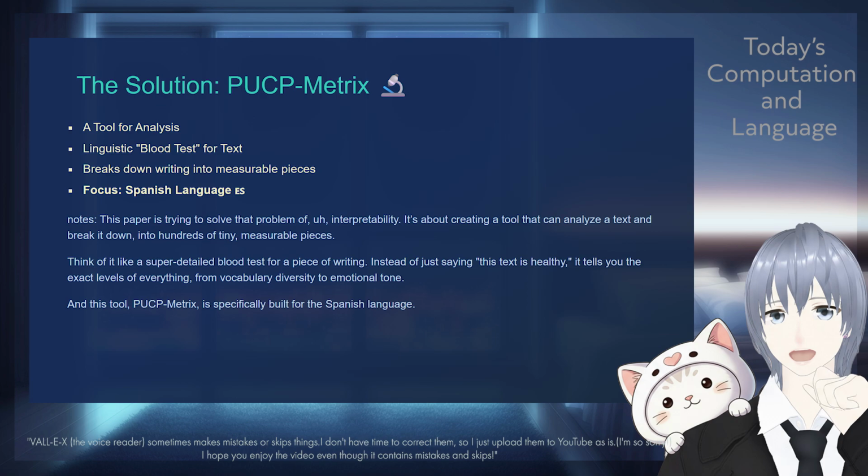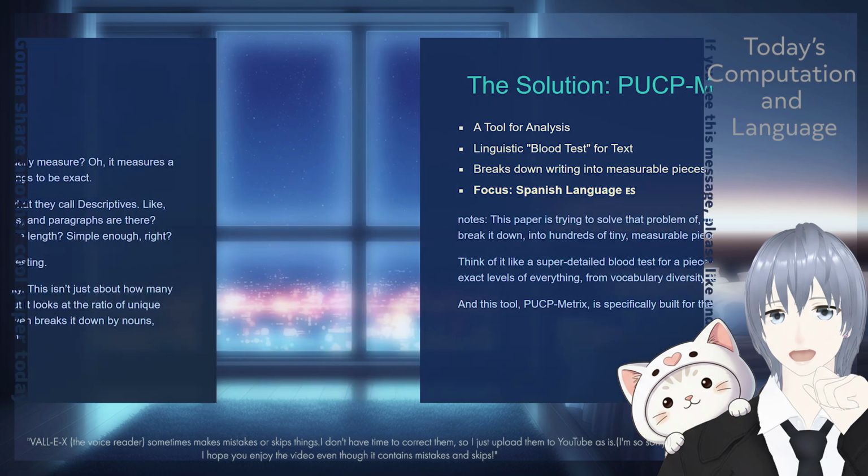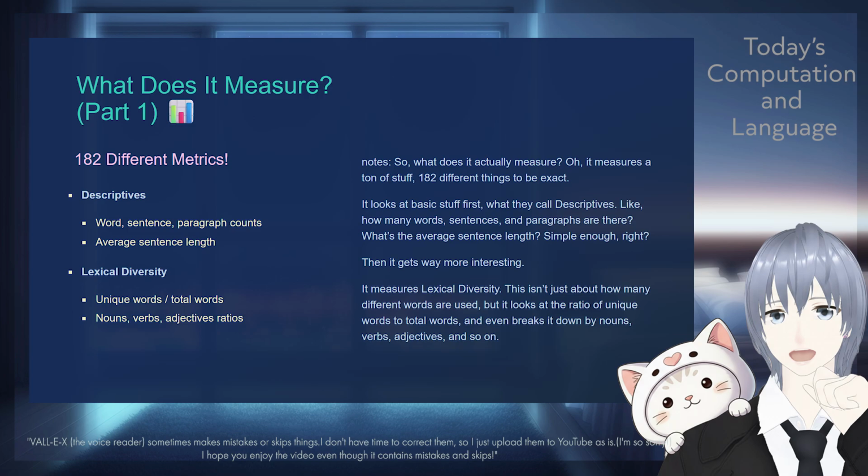It's about creating a tool that can analyze a text and break it down into hundreds of tiny, measurable pieces. Think of it like a super detailed blood test for a piece of writing. Instead of just saying this text is healthy, it tells you the exact levels of everything, from vocabulary diversity to emotional tone. And this tool, PUCP-Metrix, is specifically built for the Spanish language. So what does it actually measure? Well, it measures a ton of stuff, 182 different things to be exact.